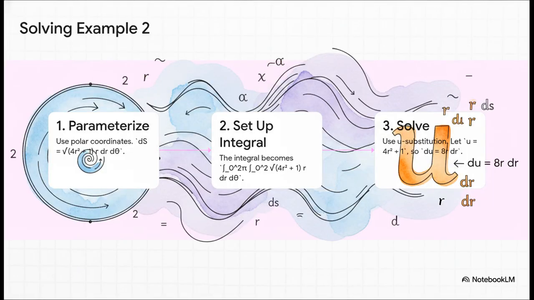Now, the shadow this bowl casts on the xy plane is a circle with a radius of 2. That right there is a huge clue that we should probably use polar coordinates to parameterize it. So we do that, we calculate our new stretching factor, dS, and then we set up our integral. And check this out. Notice how we have an r sitting outside the square root and an r squared inside? That is a classic textbook setup for a u-substitution. It's practically screaming at us to use one.